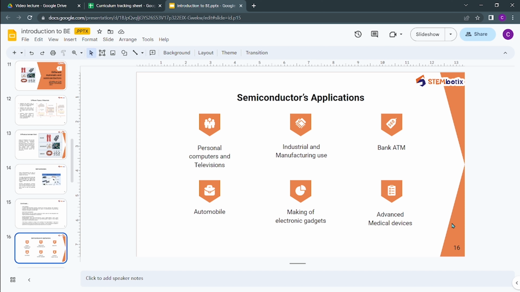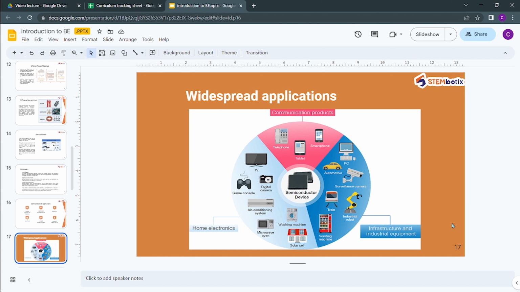Then in automobiles, meaning vehicles, different types of semiconductors are used. Then the making of electronic gadgets: gadgets like your smartphone, gaming consoles, microwaves or refrigerators. These are electronics in which semiconductor materials are used. In advanced medical devices, there are semiconductor chips. Then, as seen in this image, the widespread applications are in communication products, meaning your smartphone, telephone, and tablets. Then in infrastructure and industrial equipment, meaning trains or vehicles, personal computers, or cameras, some percentage of semiconductor material is used. In home electronics, meaning your microwave, washing machine, air conditioner, digital camera, TV, game console, and solar, all have some kind of semiconductor materials in them.